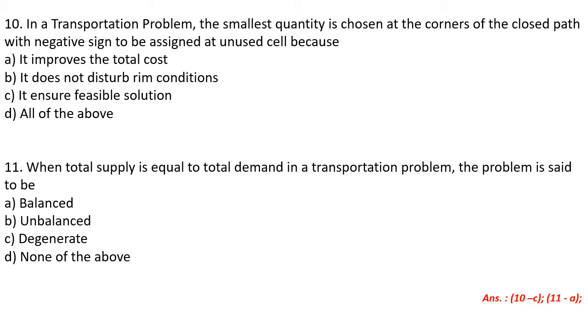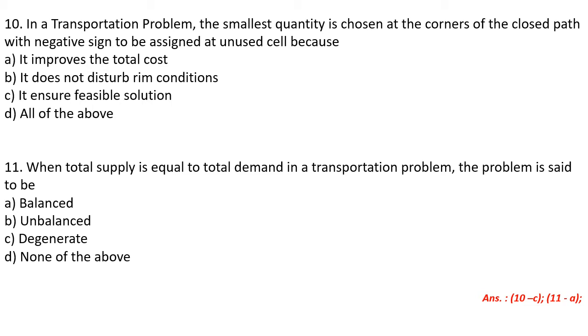10th, in a transportation problem, the smallest quantity is chosen at the corner of the closed path with negative sign to be assigned at unused cell because option A, it improves the total cost, B, it does not disturb rim condition, C, it ensures feasible solution, D, all of the above. The correct answer is option C, it ensures feasible solution.